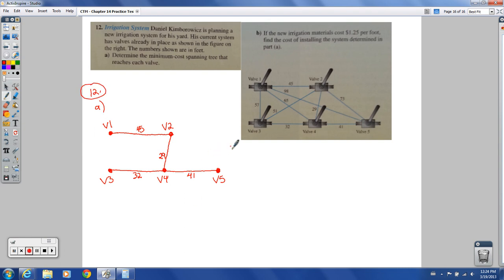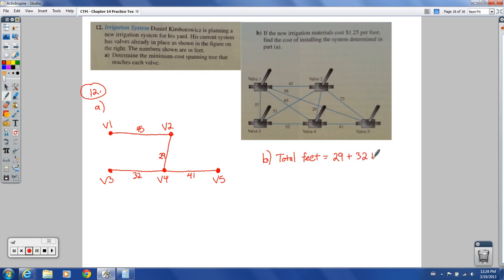Part A, this is the picture you need. That's all you need. And so part B now, to put a little perspective on this, if new irrigation materials cost $1.25 per foot, find the cost of installing the system determined in part A. So the whole reason for doing something like this is to do this as cheaply as possible. And so now we've got all these values here. This is going to be the total feet. Just add these values on the spanning tree together.